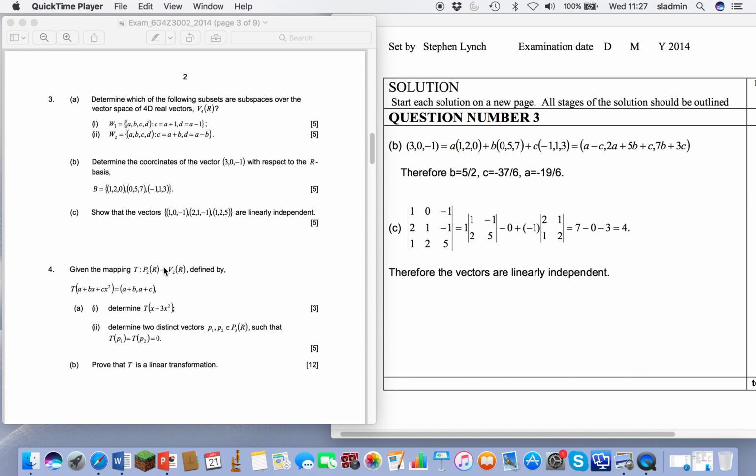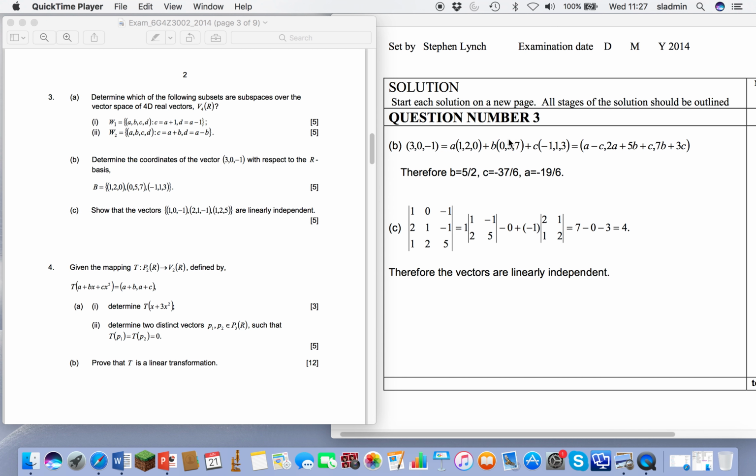Okay, for question number 3, part B, we want to write this vector as a multiple of these three vectors which form the basis. And these are just simultaneous equations. So you can see that A minus C is equal to 3. 2A plus 5B plus C is equal to 0. And 7B plus 3C will give you minus 1. And I'll leave you to check that on your own.